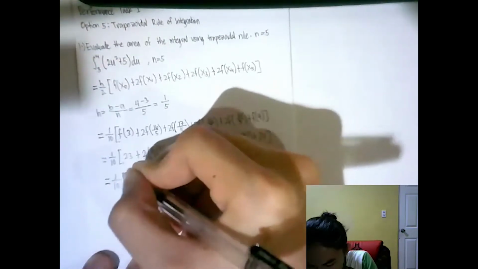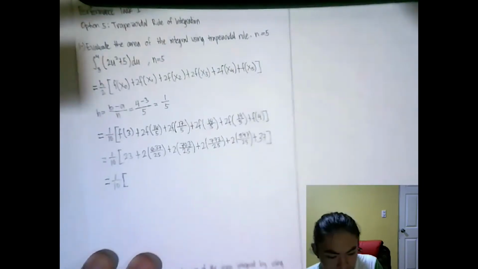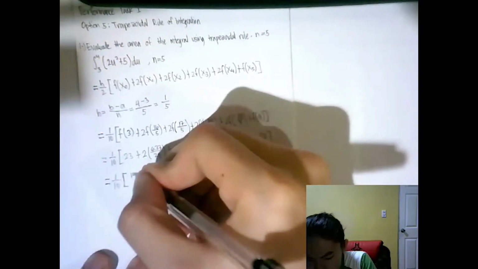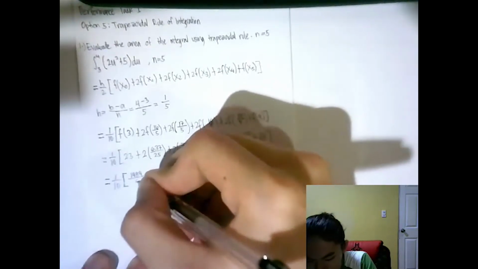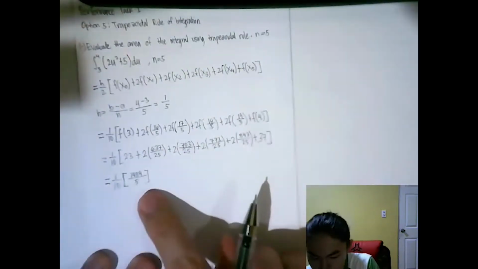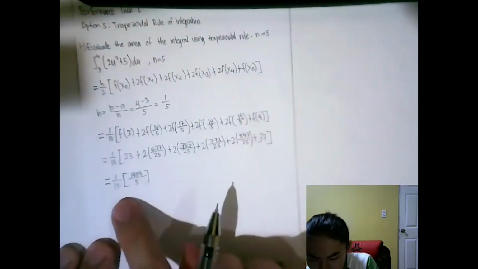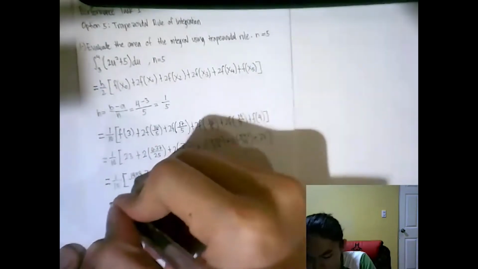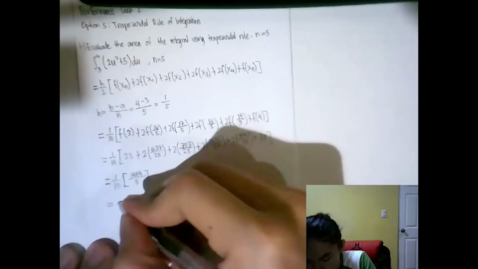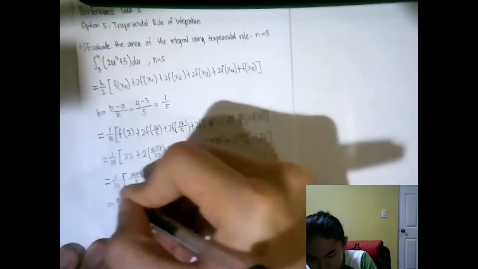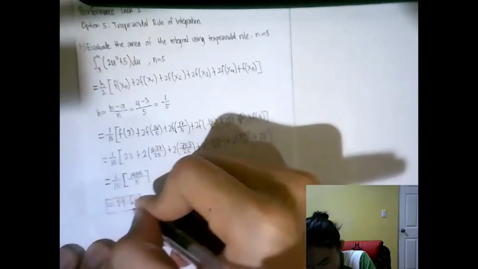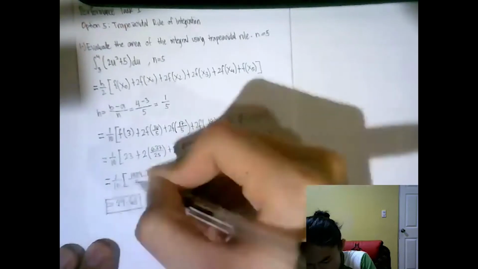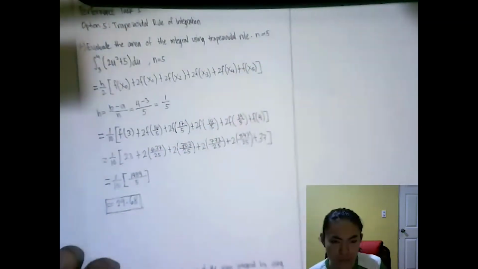Okay, so after adding all of these numbers, meron tayong value na 1,484 over 5. So, ang gagawin na lang natin is to multiply 1 over 10 into 1,484 all over 5. And we will have a value of 29.68. So now, na-solve na natin ang area ng ating given integral.